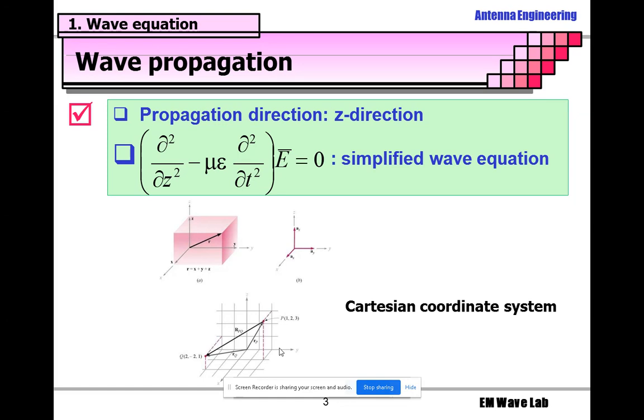So the propagating wave will be in the direction of the z axis. The simplified wave equation for the z direction propagation is given in the Cartesian coordinate system. That is dou square by dou z square minus mu epsilon into dou square by dou t square into E vector equal to 0. This is the simplified Maxwell wave equation for the wave propagation of a signal using the Cartesian coordinate system, propagating in the z direction. x, y, z, these are the coordinates going to be used.